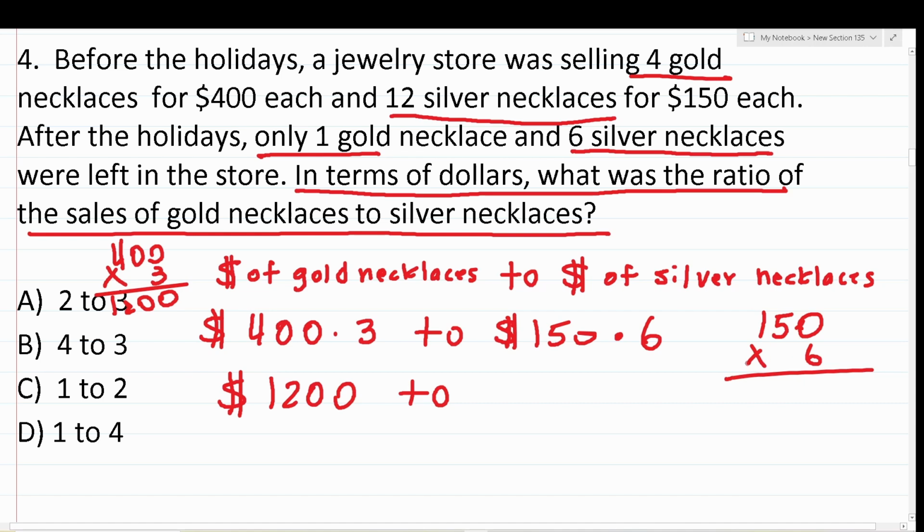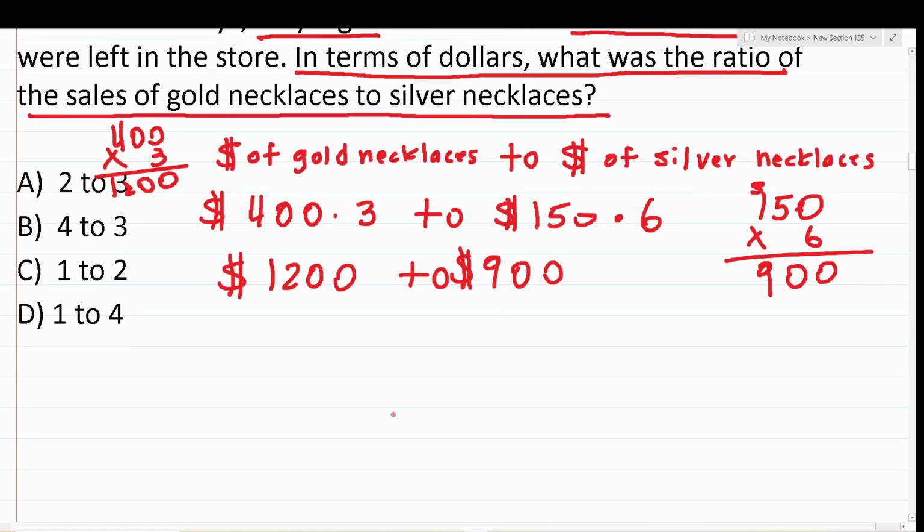This one's a little bit harder to do, so I'm going to work it off to the side so as not to make any mistakes. 0 times 6 is 0. 5 times 6 is going to be 30, so drop down a 0, carry a 3. 6 times 1 is 6, plus 3 is 9. So $900 worth of silver necklaces were sold.